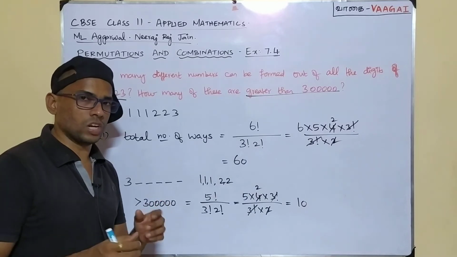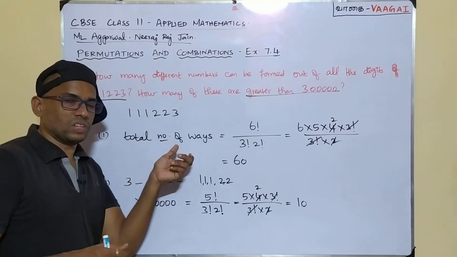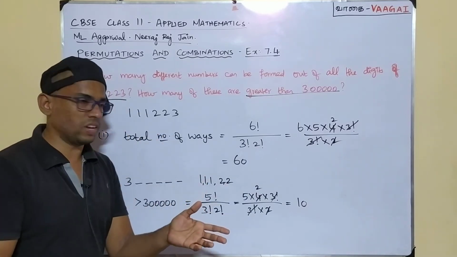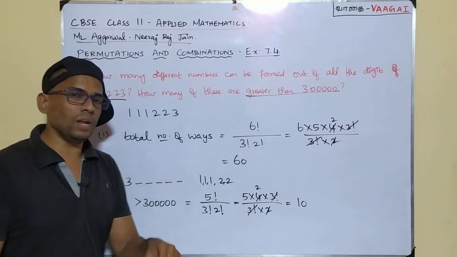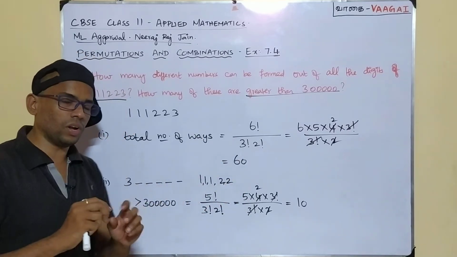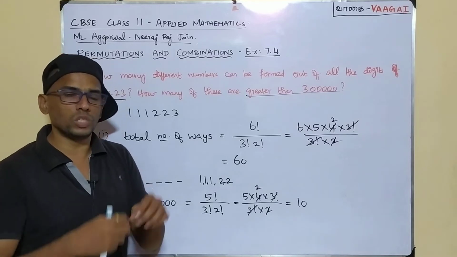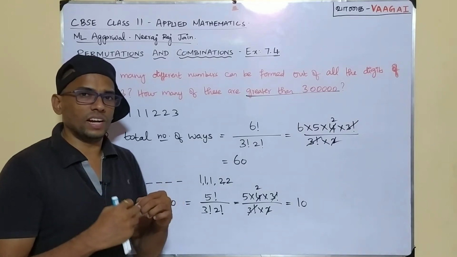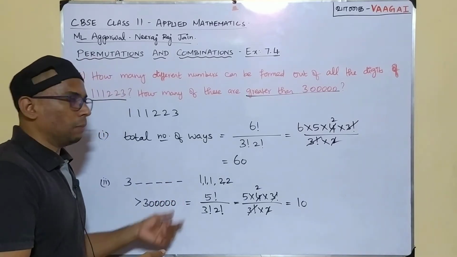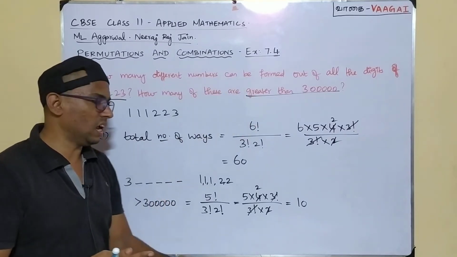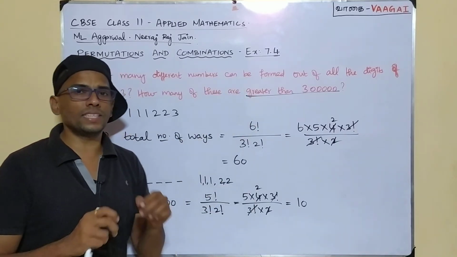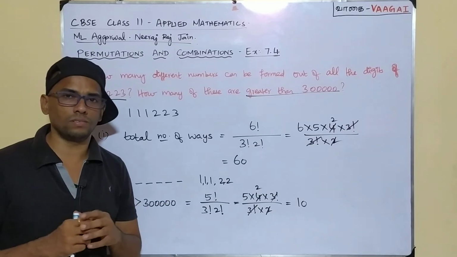I hope the approach is clear to you. The first part of the question is asking for totally how many possible numbers we can form. Answer is 60. And the second part of the question is asking how many numbers we can form using these digits in such a way that the numbers are greater than 3 lakhs, for which the answer is 10. And these are the answers for your question number 7.